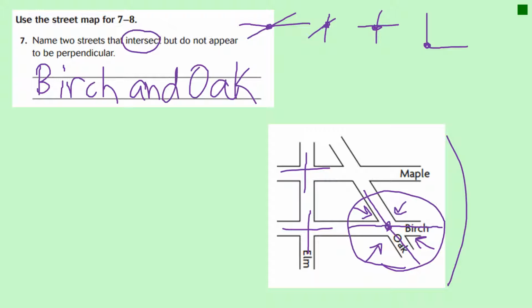And you also could have gone up here. So if you wanted to do that one, you could go with Maple and Oak also. All right. Flipping the paper over.